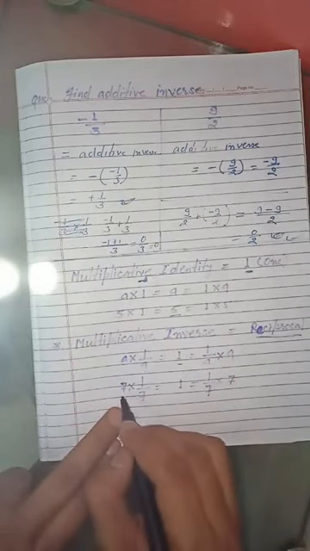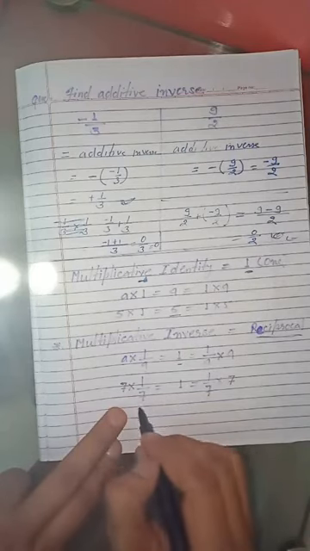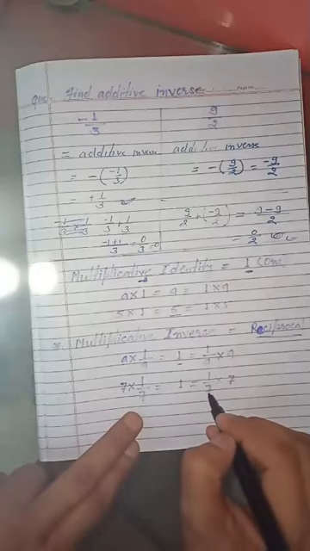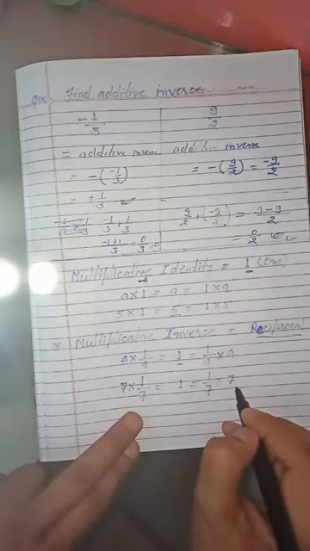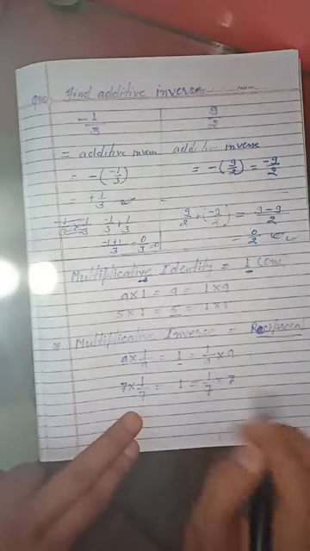Now 7 multiplied with 1 upon 7, we will get 1. So 1 upon 7 is a multiplicative inverse of 7. Okay. 1 upon 7 is multiplied with 7, so 7 is a multiplicative inverse of 1 upon 7. Now we will go for two questions on multiplicative inverse. The number given is 1 upon 5. So we have to find out the multiplicative inverse of this number.